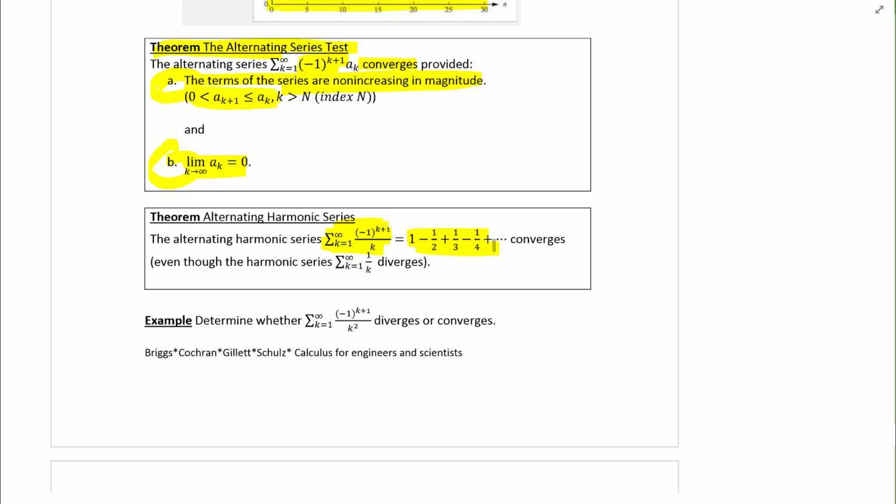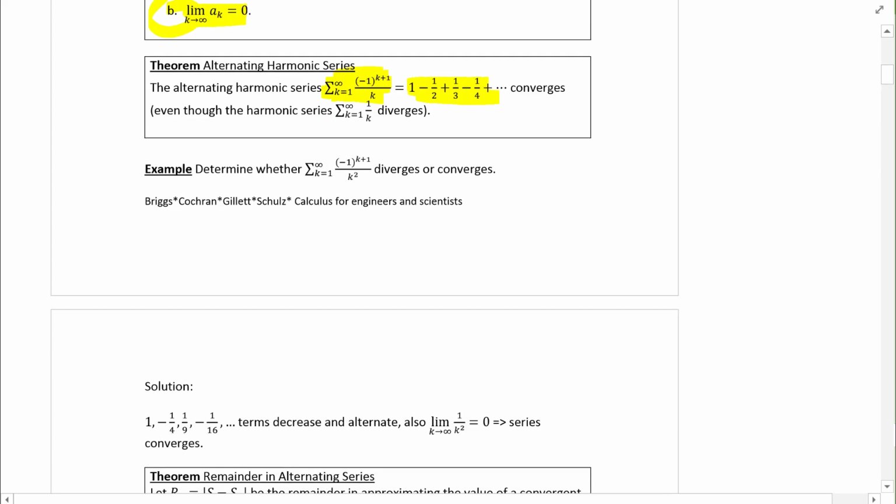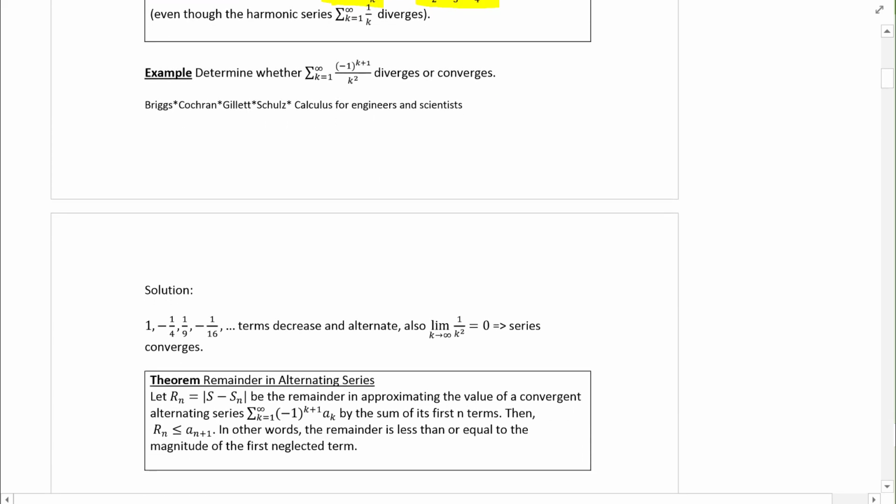the sum from k equals 1 to infinity of (-1)^(k+1) over k squared converges or diverges. So basically, if we look at the terms, if k equals 1, we end up with 1. If k equals 2, we end up with negative 1/4. If k equals 3, we get 1/9. And if k equals 4, we get negative 1/16. So the terms are decreasing and they are alternating.